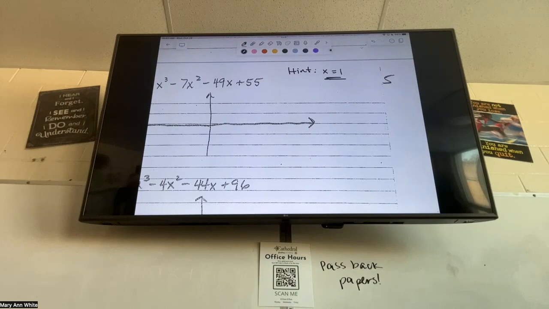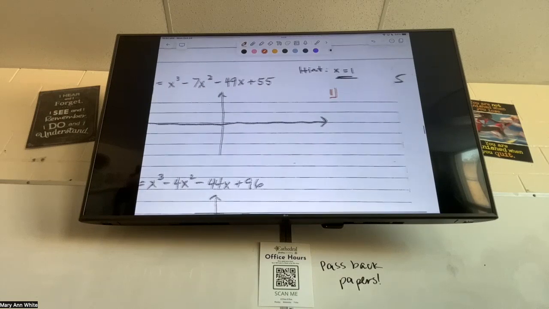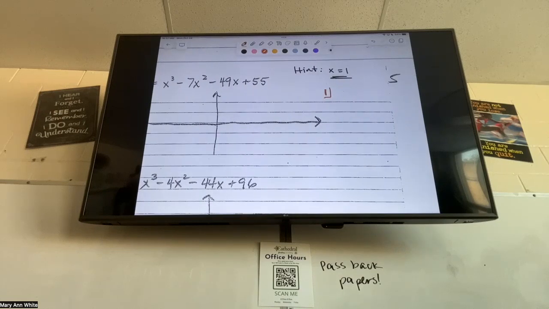I'm going to do that off to the side just so I have a little bit of room. So I'm going to go 1 in my box. It's not going to be -1, because I told you x equals 1. I didn't tell you my factor is x plus 1. My factor would be x minus 1, so we switch that sign, and we put it in the box as +1. And we'll have 1, -7.